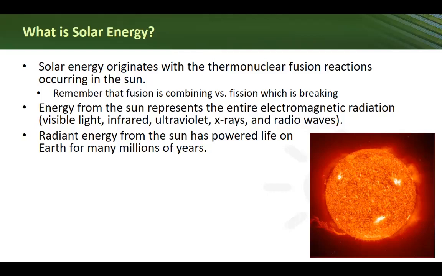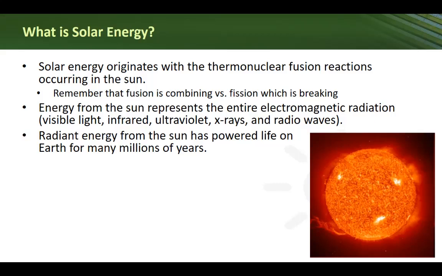Nuclear fission is what takes place inside a nuclear reactor, typically breaking down larger molecules like uranium to produce smaller ones. In the heart of a star, however, fusion's taking place, usually fusing things like hydrogen into helium, and then so on and so forth, all the way up until you get to things like iron. Right? Now, that energy from the sun represents the entire electromagnetic radiation spectrum.